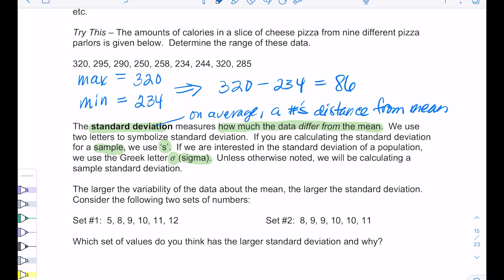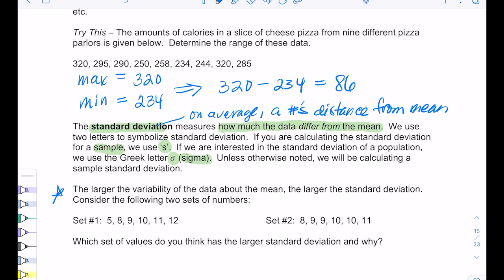So one thing to remember is that the larger the variability of the data about the mean, the larger the standard deviation. So without any knowledge of even how to calculate the standard deviation, let's take a look at 2 sets of numbers. And I want you to look at these numbers and figure out which has the larger standard deviation and why. So which data set has the numbers changing or varying about the mean more than the other data set. So feel free to pause the video and take an educated guess, and then we'll talk about it.